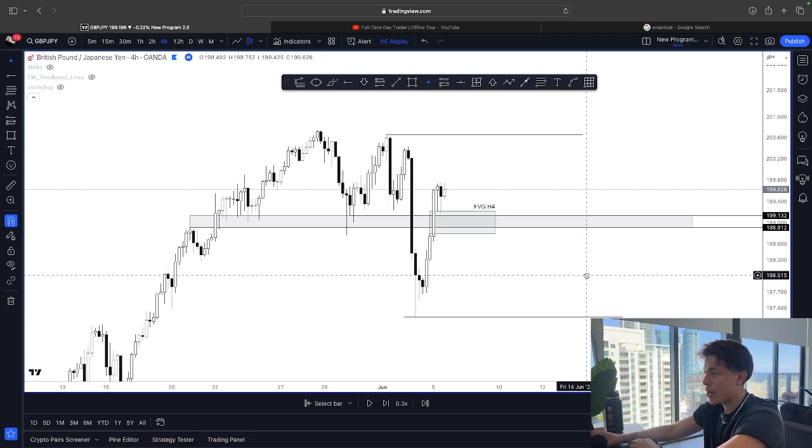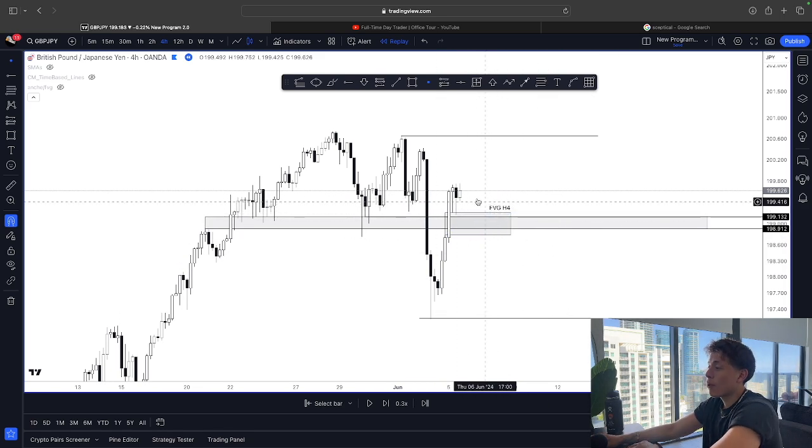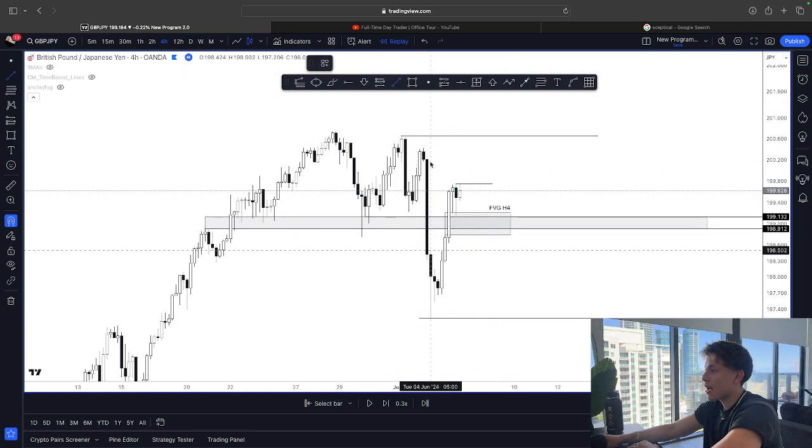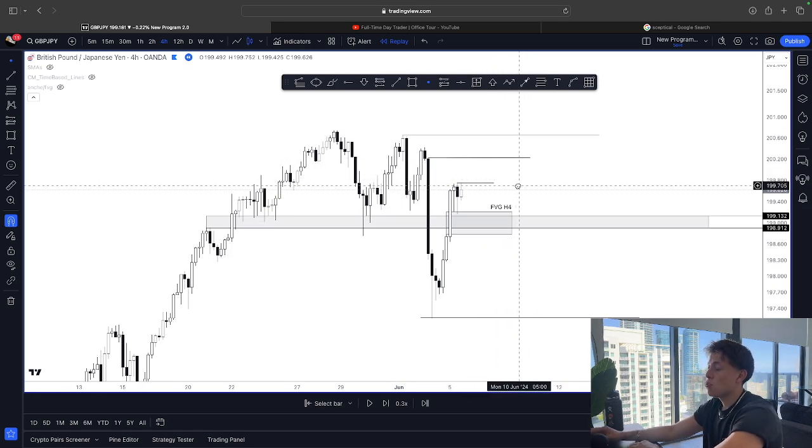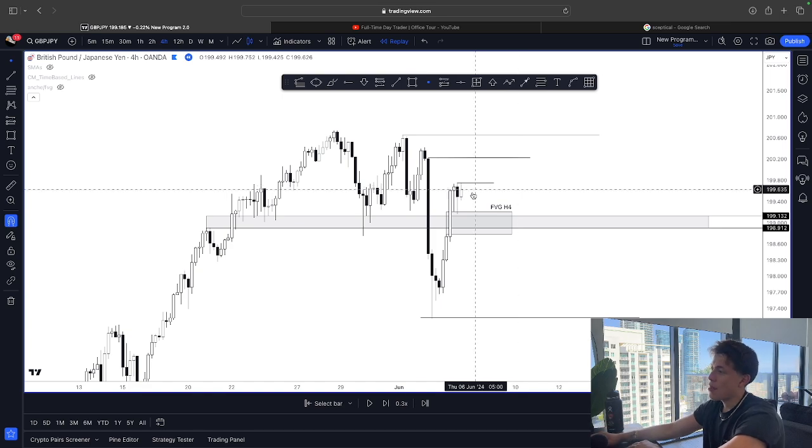We had confluence now. We have a fair value gap within the area of support and resistance, right? And I'm going to want price to tap back into this level during pre-London or London and start reaching for these highs, right? I want price to reach for that area of buy-side liquidity and then reach for this area of buy-side liquidity, right?